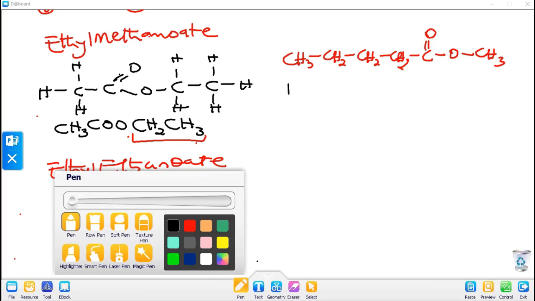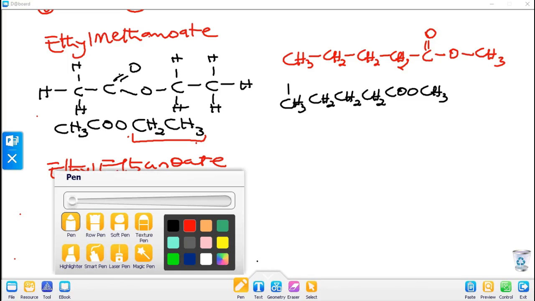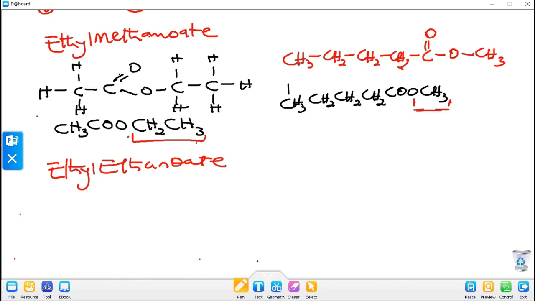as CH3, CH2, CH2, CH2, COO, CH3. This is more condensed. So, we ought to ask ourselves, after COO, how many carbon atoms do we see? There is just one carbon atom after COO. So, that is met. So, that is methyl.